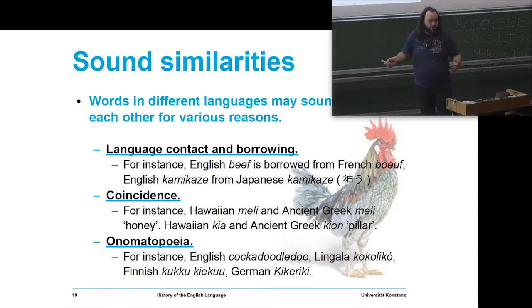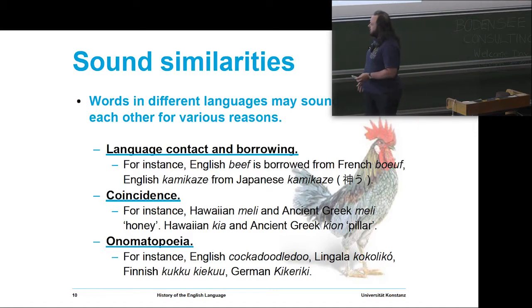But what do these words have in common? They've all got k's in them, right? They are different, and they're different in ways that actually tell us something about the phonologies of these languages. But what's important for the moment is that they all have k's in them. And that's not an accident. That's because this bird sounds like it's making a k.